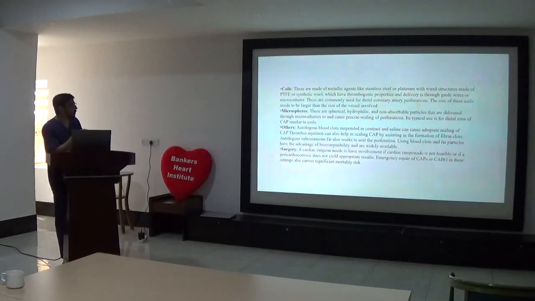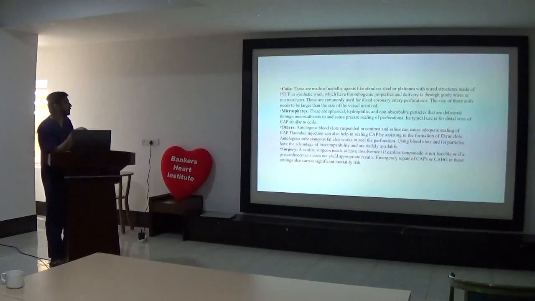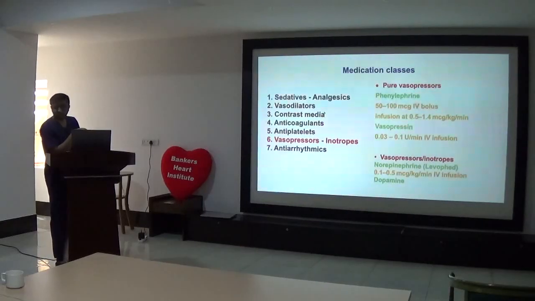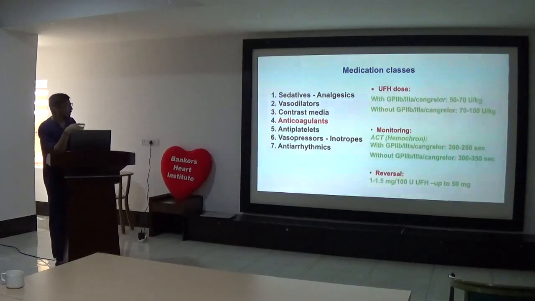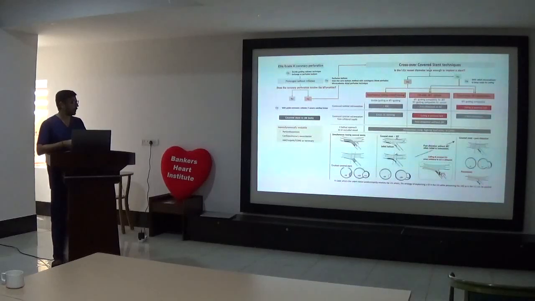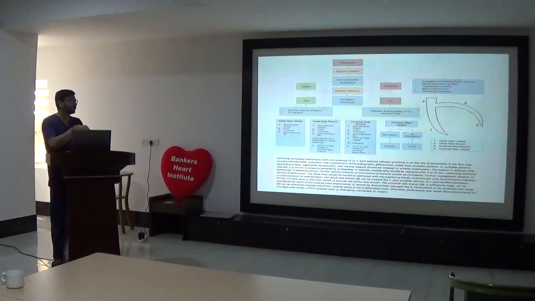Mainly stainless steel or platinum coils are used to seal distal coronary perforation. During perforation sealing, whether distal, proximal, or collateral, these are the medications we have to use at that time: sedative, vasodilator, contrast, anticoagulant, antiplatelet, vasopressin, to maintain the hemodynamics of the patient. If things are not getting controlled, then we have to reverse the anticoagulation as per the ACT value. Protamine we have to give, and make sure that the wire is coming out. This again summarizes the slide.